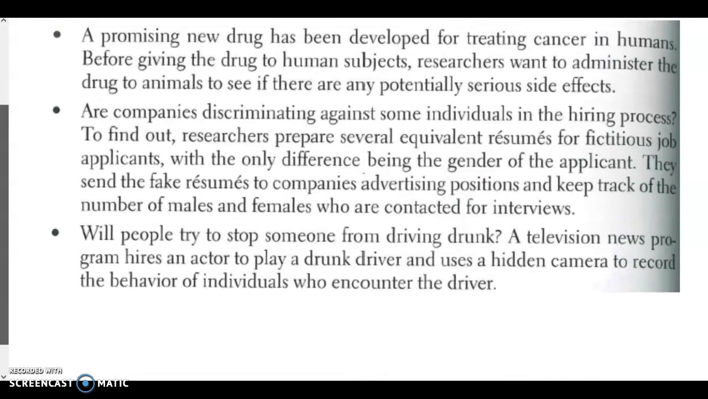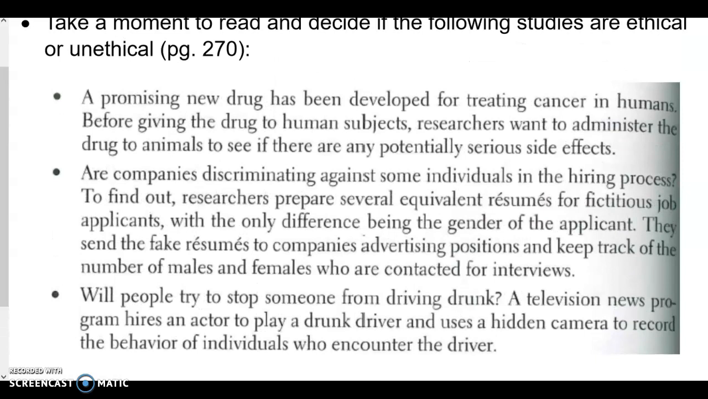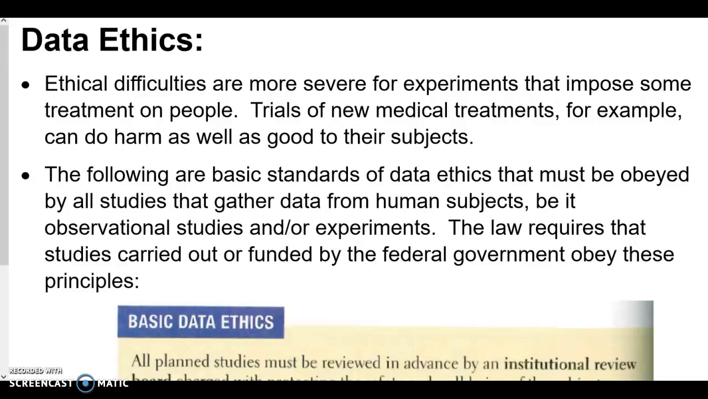So here are some examples. Go ahead, you can take a look at those.